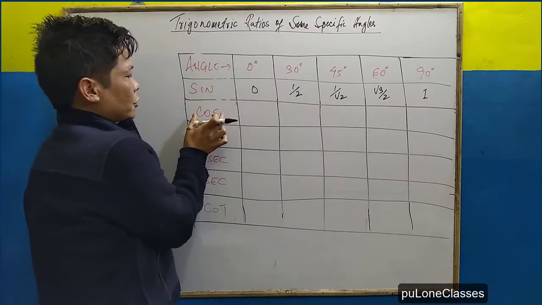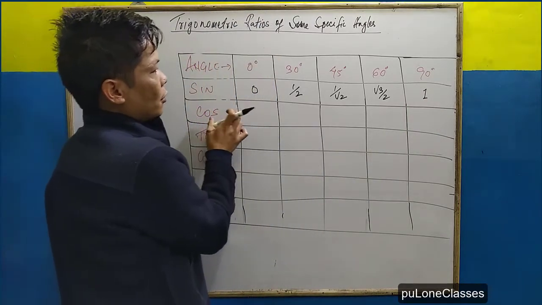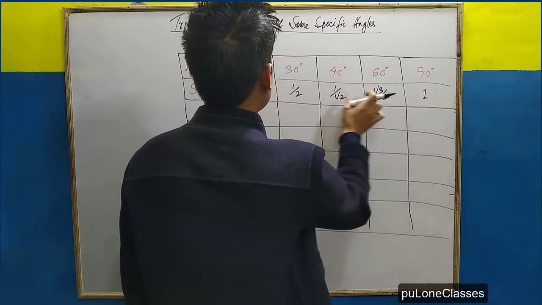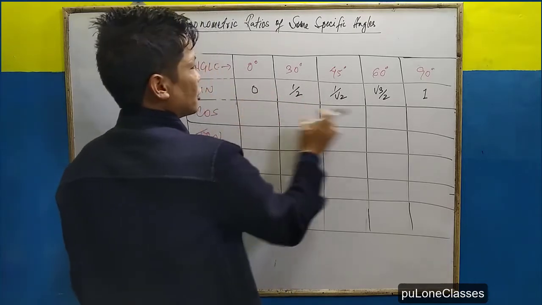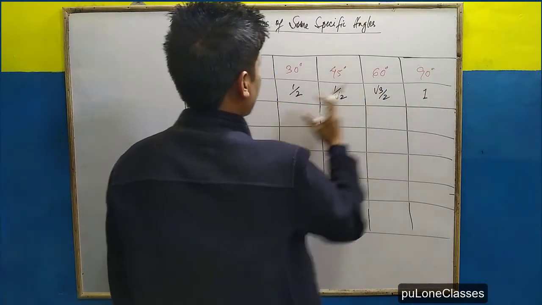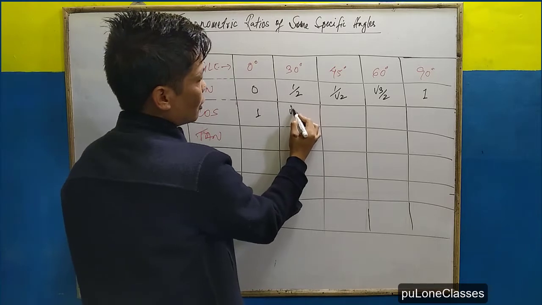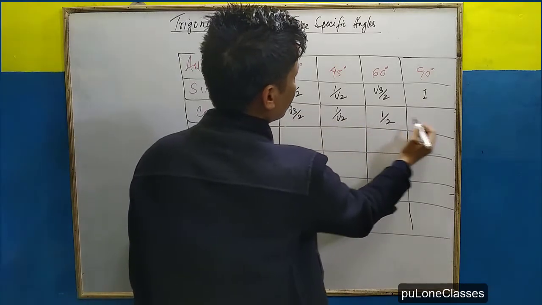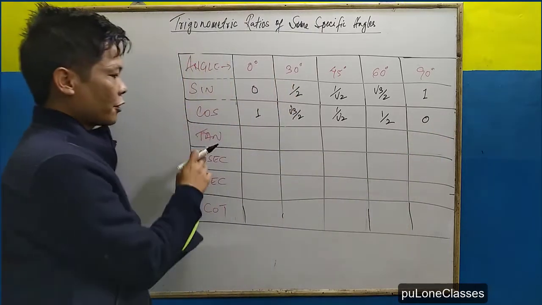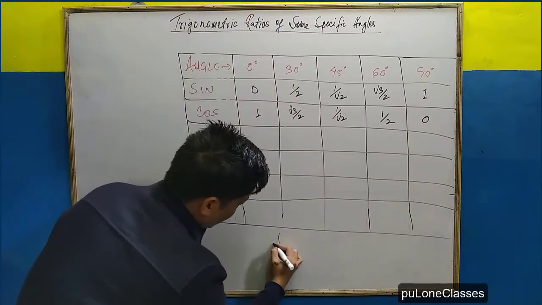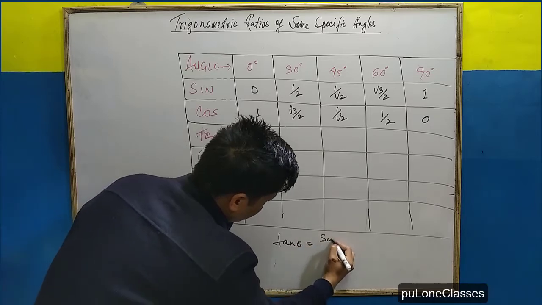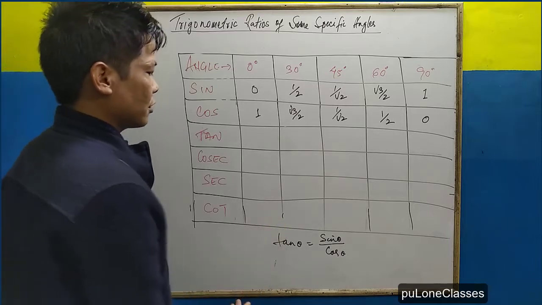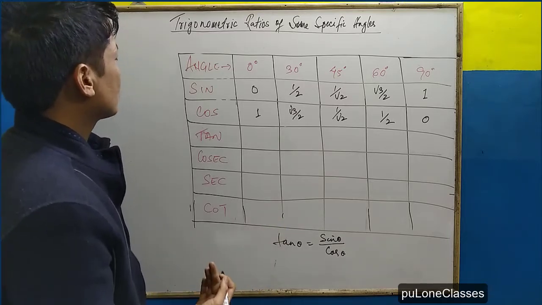For cos theta, or for cos of any angle, we can go from the reverse of this sine. So I'll go backward, which means 1, root 3 by 2, 1 by root 2, half, 0. For tan, we know that tan theta is equal to sine theta by cos theta. So tan is nothing but the ratio of sine theta to cos theta.